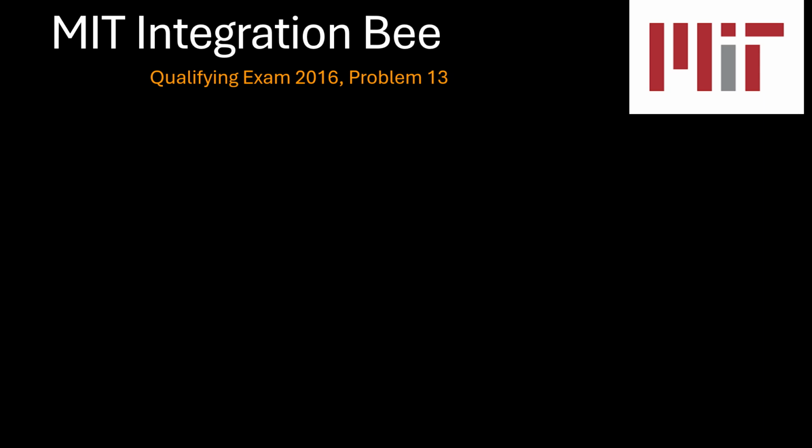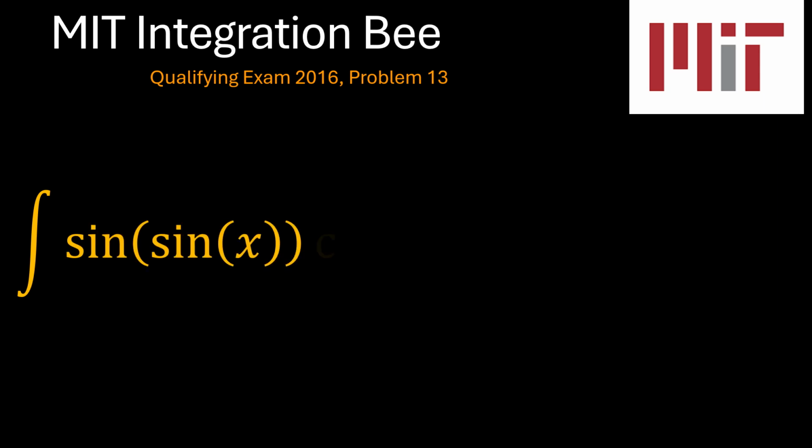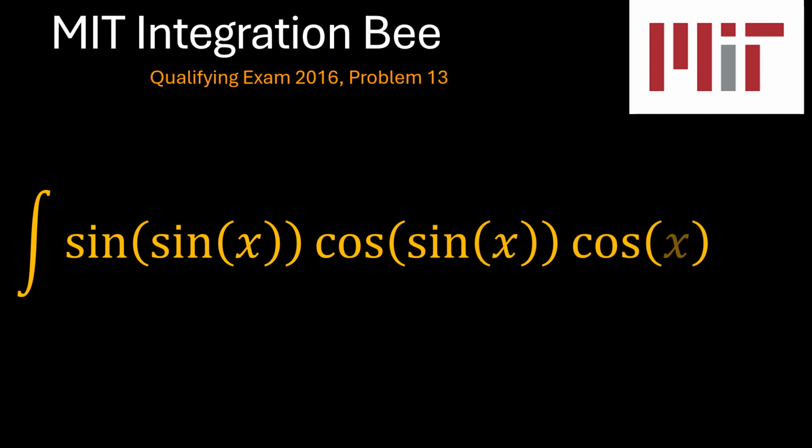We are going to look at problem 13 of the MIT Integration Big File Exam 2016, which is the indefinite integral of sine x times cosine of sine x times cosine x. This is an indefinite integral. It looks quite messy, but it's actually a very simple problem. We'll see two methods which we can use to solve it. There are probably other methods one could employ, but we're going to dwell on two methods for this problem.